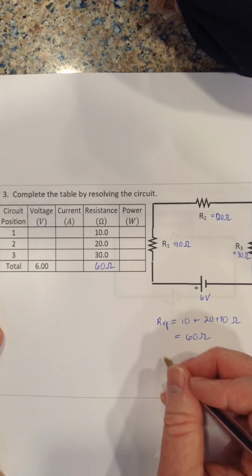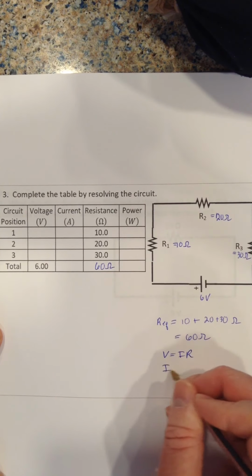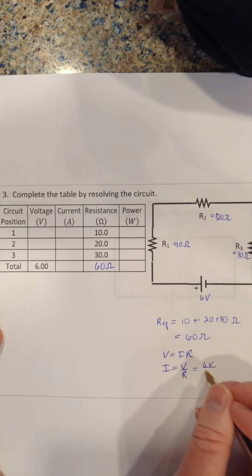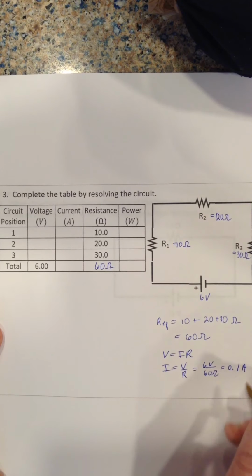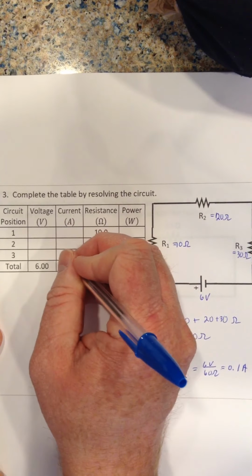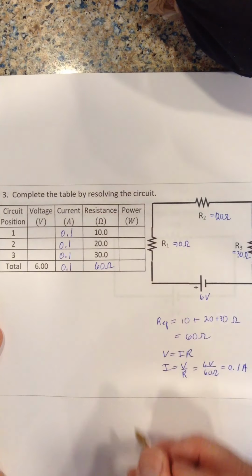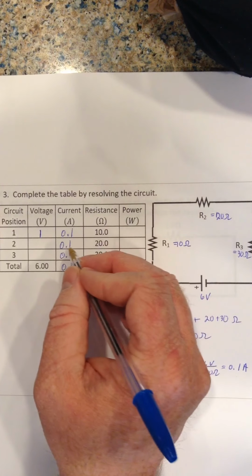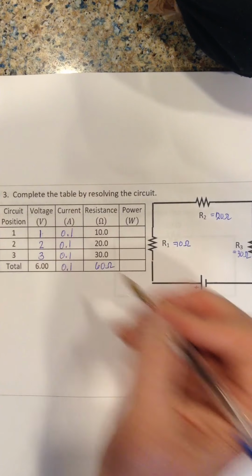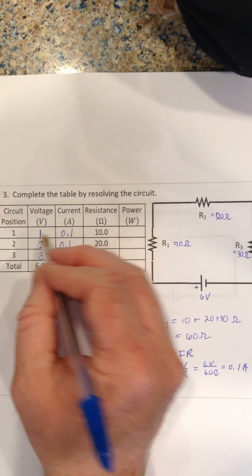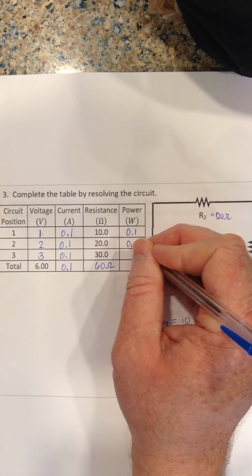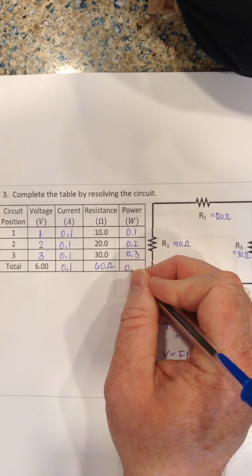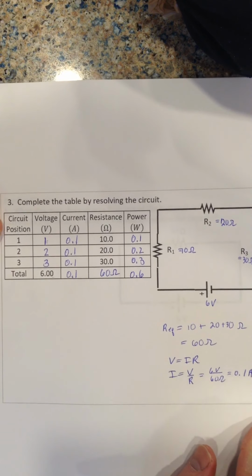And that means my current: V equals IR, so I equals V over R. 6 volts divided by 60 ohms is 0.1 amps. So that means my current is 0.1. Now V equals IR, so 0.1 times 10 is 1 volt, 2 volts, 3 volts, which adds up to 6 volts. And my power is IV, so I get 0.1 watts, 0.2 watts, 0.3 watts, and that should add up to my total, which is 0.6 watts. And that's how you do series circuits.